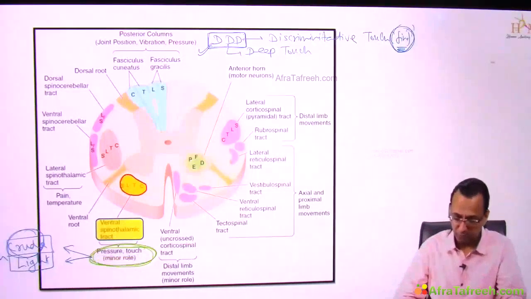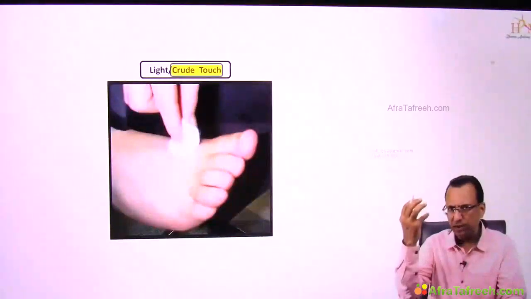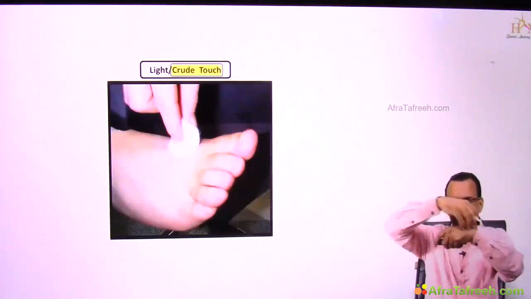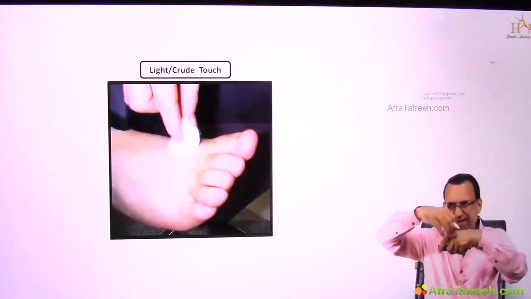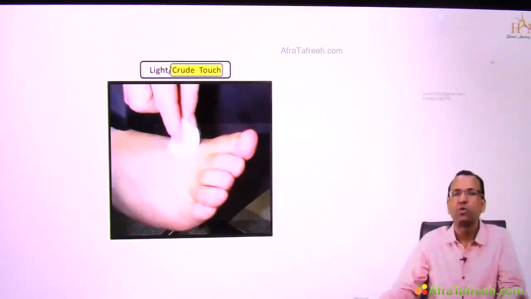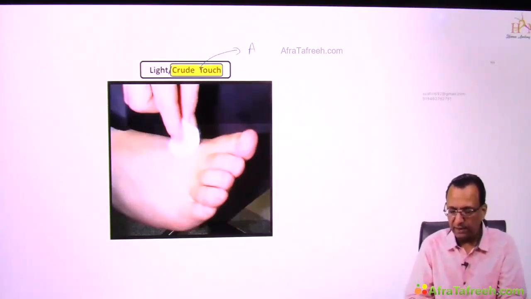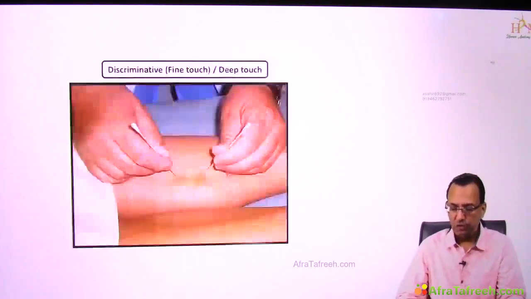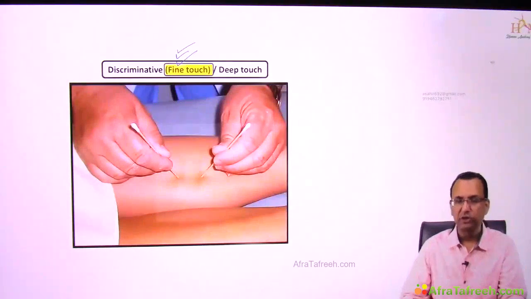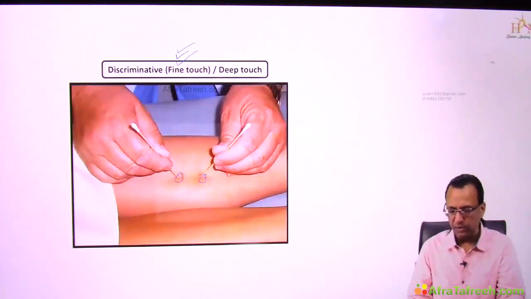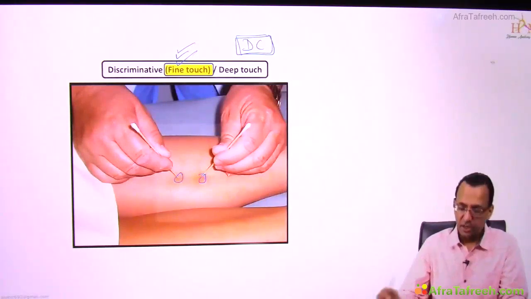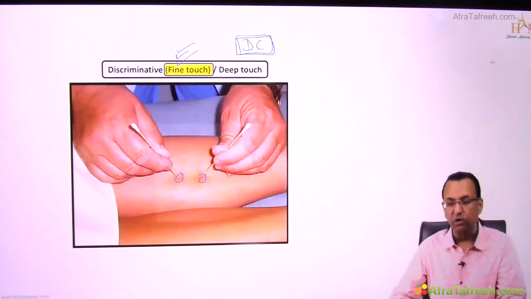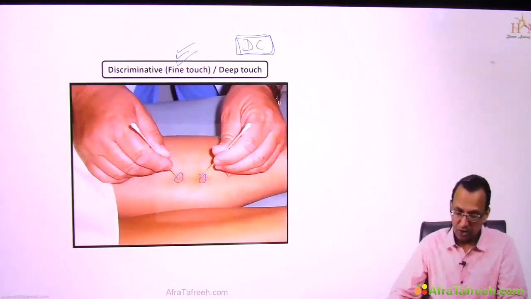Let me show you some diagram also. See, take a cotton and touch the skin over a wide area. So it is crude touch and it is also light touch. Light touch and crude touch is carried by the anterior spinothalamic tract. But the other one, which is deep touch, requires fine touch, like two-point discrimination. You're touching two points, so this is carried by the dorsal column. This is the difference. Okay, fine.